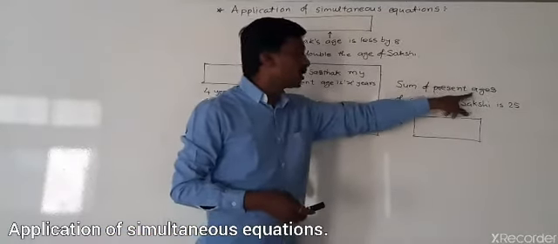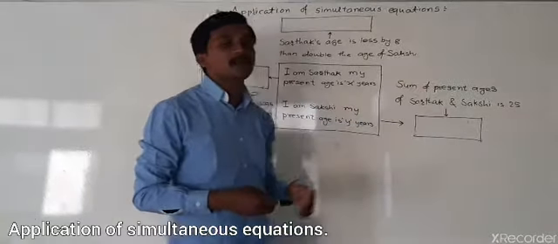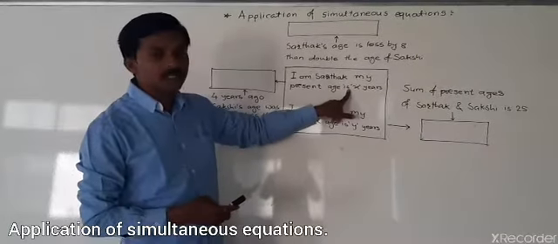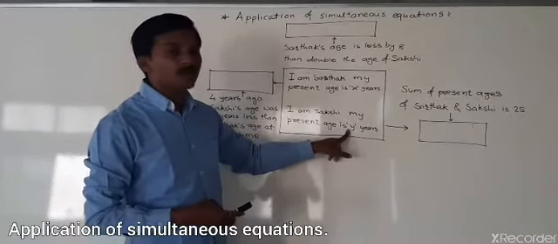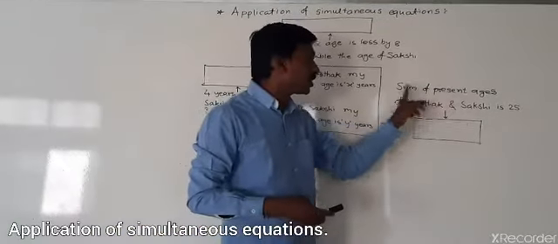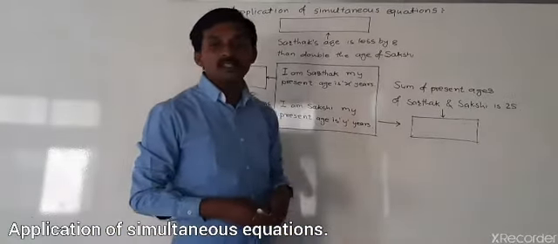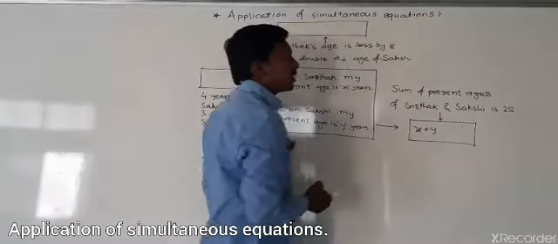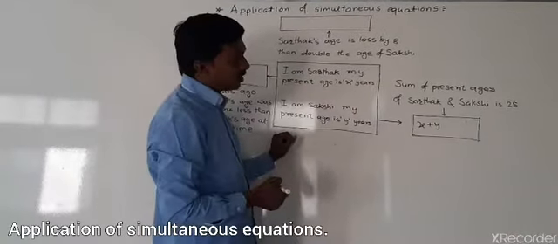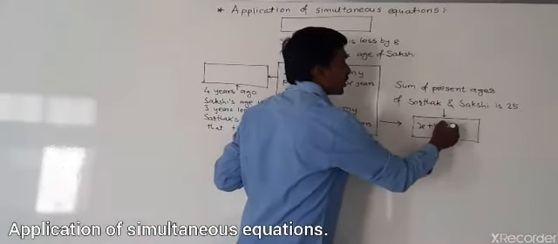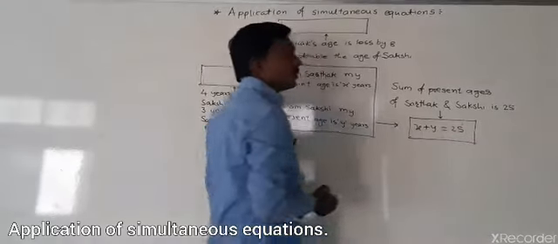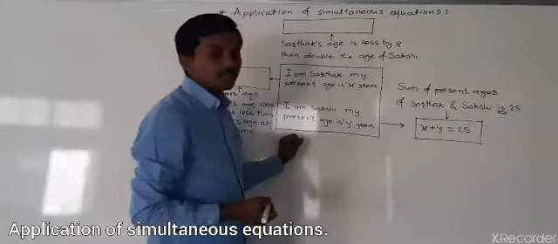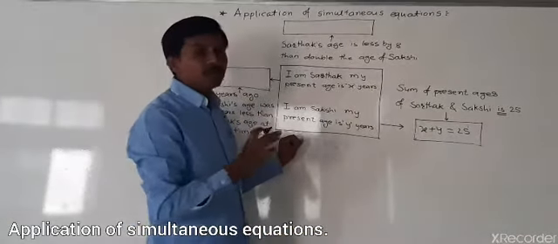Sum of present ages of Sarthak and Sakshi is 25 years. The present age of Sarthak is X and the present age of Sakshi is Y, and it is given that the sum of present ages of Sarthak and Sakshi is 25, so we can simply write X, that is the present age of Sarthak, and Y, that is the present age of Sakshi, and the sum of their present ages is equal to 25. This helping verb is very important. Where we get "is", there we have to put the equal to sign.